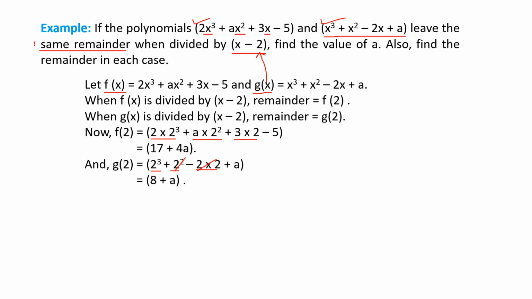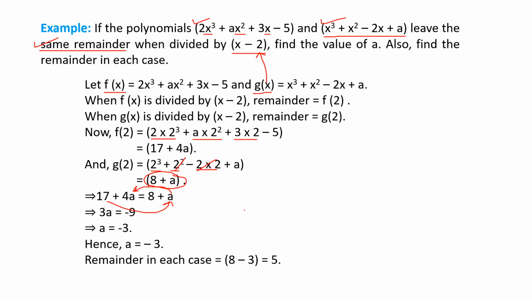And in the question it is given that the remainder is the same. So both remainders are the same. That means we can equate these two remainders. That is 17 plus 4a equals 8 plus a. Now shift 8 to this side, and 17 to this side. So we'll get 3a equals minus 9. And what is the final value of a? Minus 3. Okay. So we got the value of a. Now to find the remainder, substitute here in 8 plus a. That is 8 minus 3, that is 5.